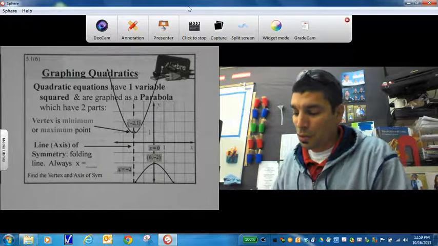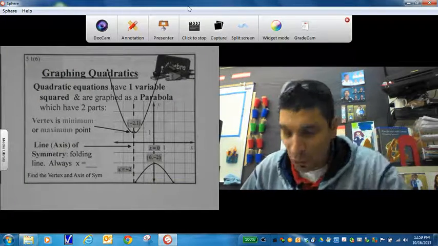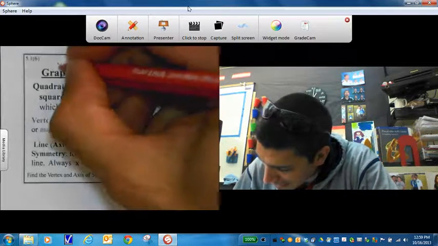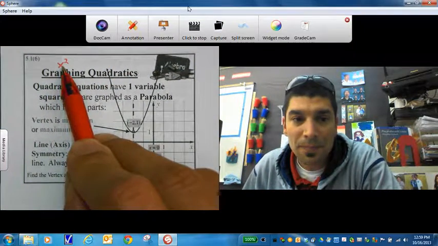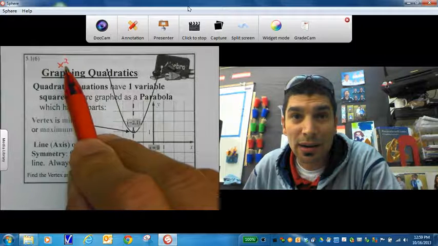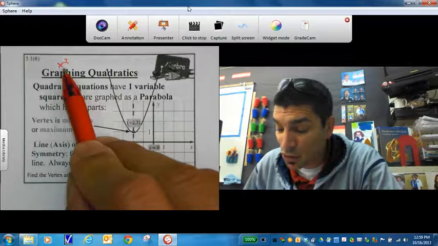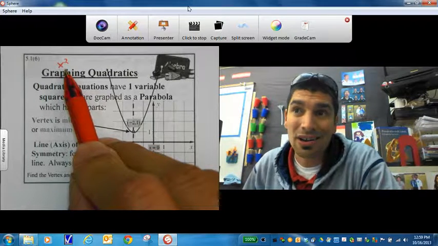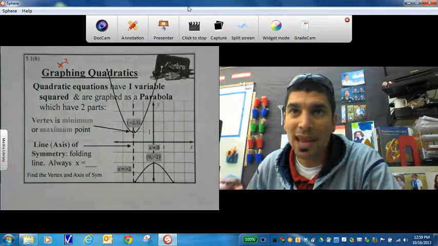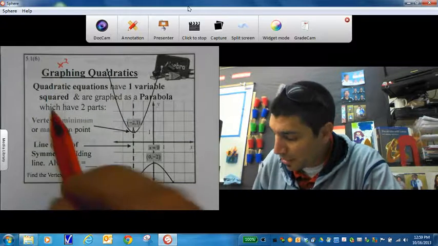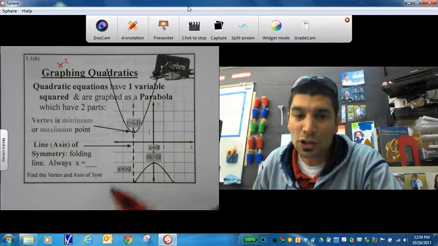Just so you know, quadratic equations, why are they called quadratic equations anyways? They're called quadratic equations because in every quadratic there is a variable that is squared. And when you think about a square, how many sides does a square have? Hopefully you know that a square has 4 sides, and that's why they call this a quadratic, because you have something with a squared term. Quadratic equations have one variable squared and are graphed as a parabola, which have 2 parts. The 2 parts that you are going to have to know.